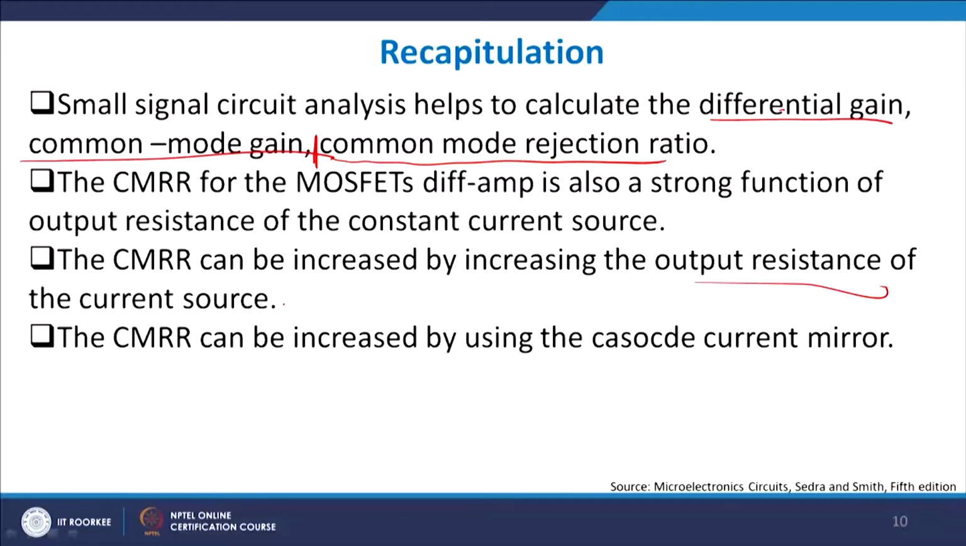As we saw, CMRR will obviously be a strong function of the output impedance, the reason being the higher the output impedance, the larger will be the differential mode gain, and as a result you will get a larger CMRR. How can you increase it? You can increase the CMRR by increasing the output resistance of the current source, which is very true also. The more ideal your current source is, the better your CMRR is, because you ensure that the source resistance of the MOS device is very high, and therefore it acts like a virtual ground.